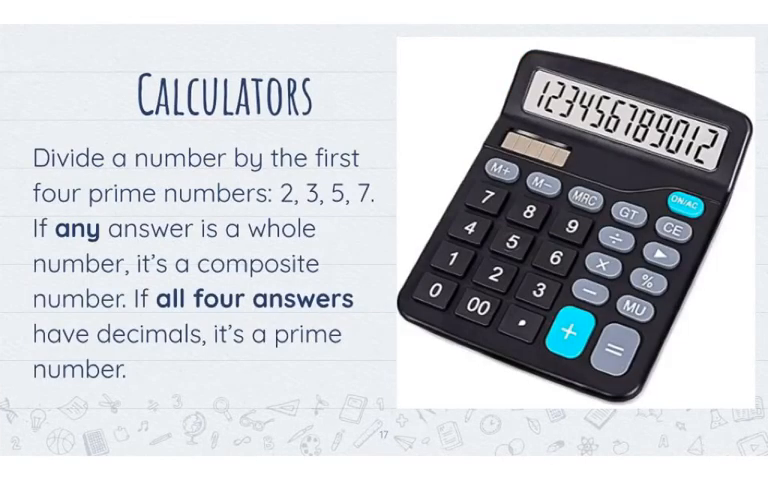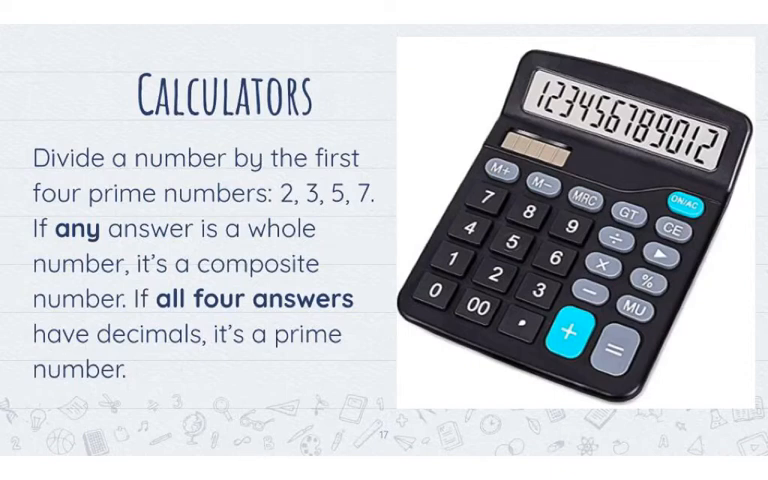So what we're going to do, remember we had talked about earlier those first 4 prime numbers, 2, 3, 5, 7? Here's where they really come into play a huge factor. So you're going to divide a number by the first 4 prime numbers, 2, 3, 5, 7. If any answer is a whole number, it's a composite number. I don't have to have all 4 to be composite, just 1. But if all 4 answers have decimals, then it's a prime number.